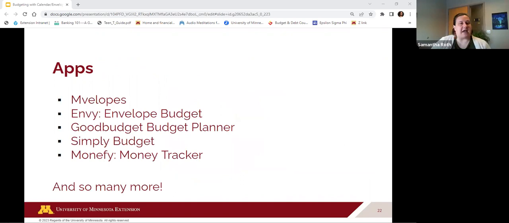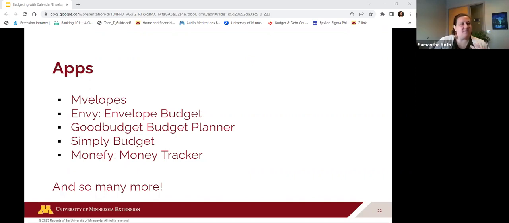There are also apps that can be used amongst people, and some of these are for one user, and others are able to be connected to two people in the household or three people in the household can be part of the same app. So the ones that use the envelope method as the basis of their app are Envelopes, Envy, the Envelope Budget, Good Budget, Budget Planner, Simply Budget, and Money Tracker.